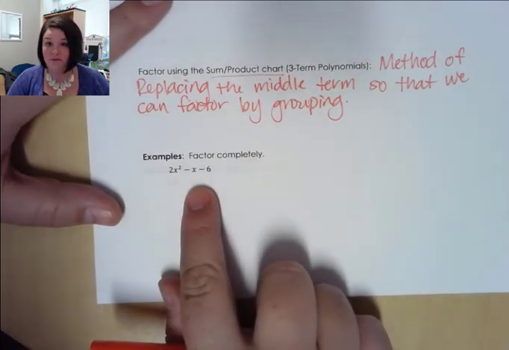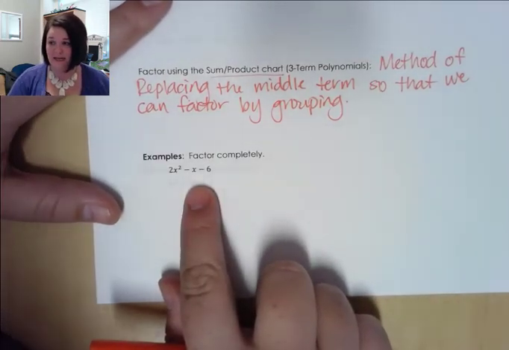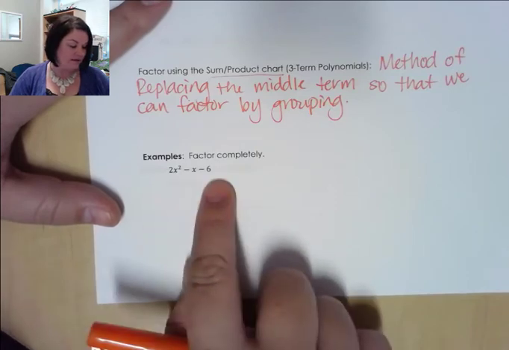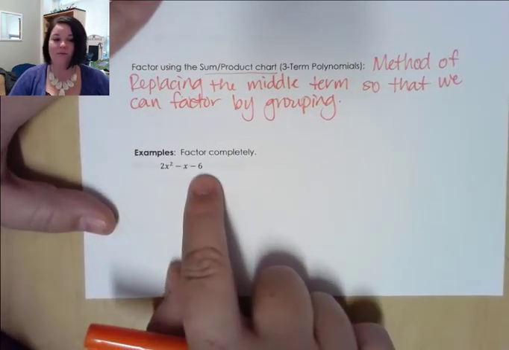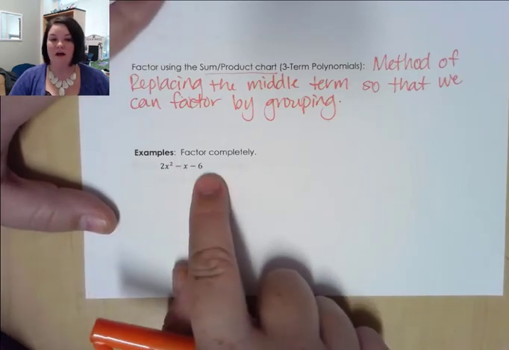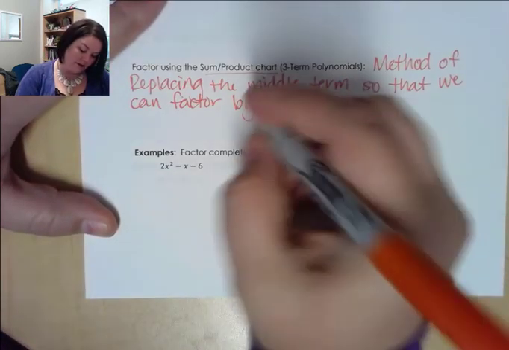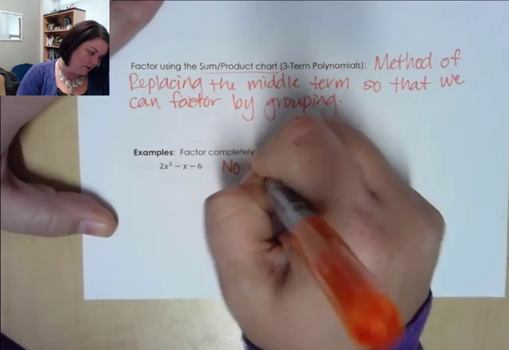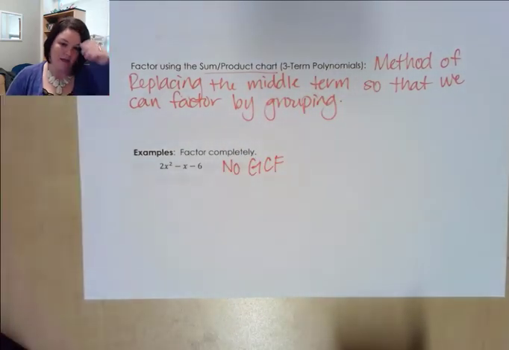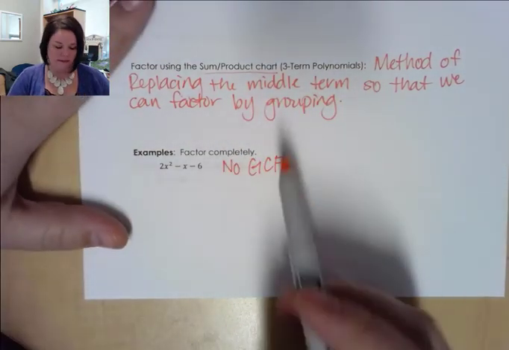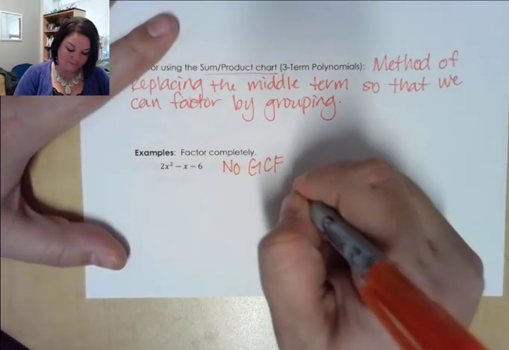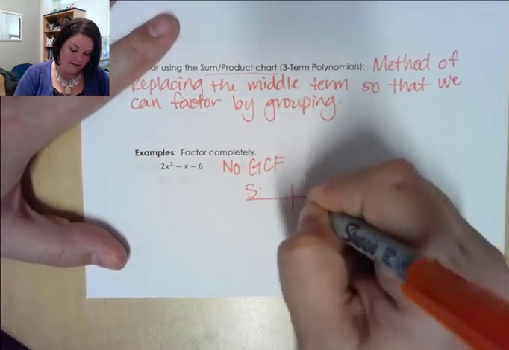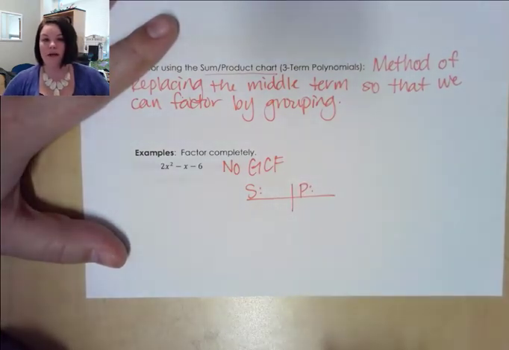Again, we always look for a greatest common factor before we start doing anything. So our greatest common factor here, well, we don't have one, right? They don't all have numbers in common. They don't have variables in common. So I'm going to go ahead and just write off to the side, no greatest common factor. Okay, so I want to go straight into the Sum-Product chart, and I'm going to go ahead and just label it S and P for sum and product.